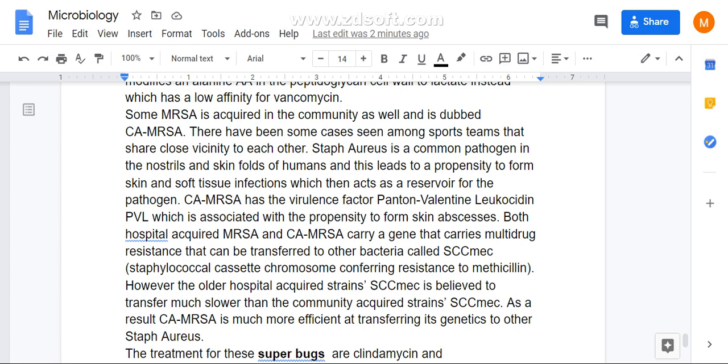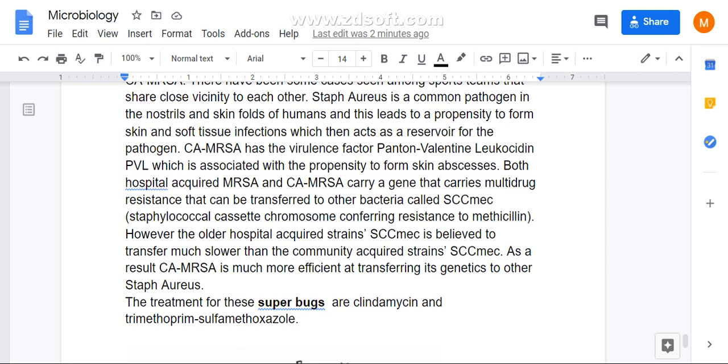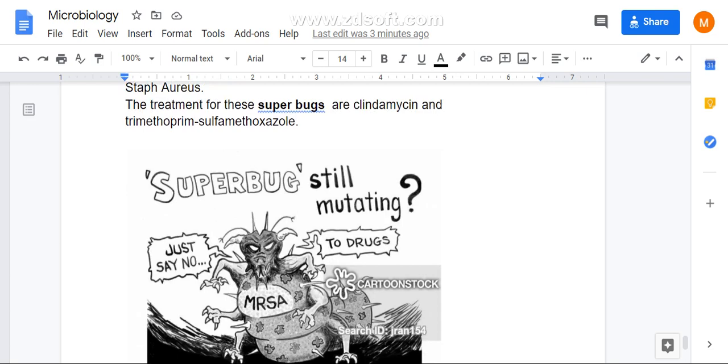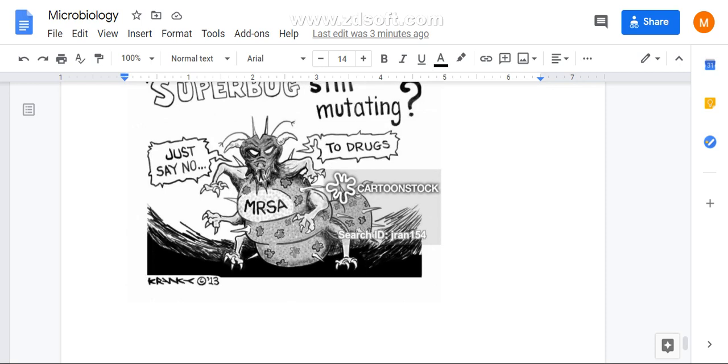However, the older hospital-acquired strains, from the nosocomial infections, from the first MRSA, are believed to transfer this DNA segment much slower than the community-acquired strains. As a result, the community-acquired strain is much more efficient at transferring its genetics to other staph or other bacteria. The treatment for these superbugs is clindamycin and a drug called trimethoprim-sulfamethoxazole, right? And this is some comic thing, just to say, yeah, it's just getting stronger.